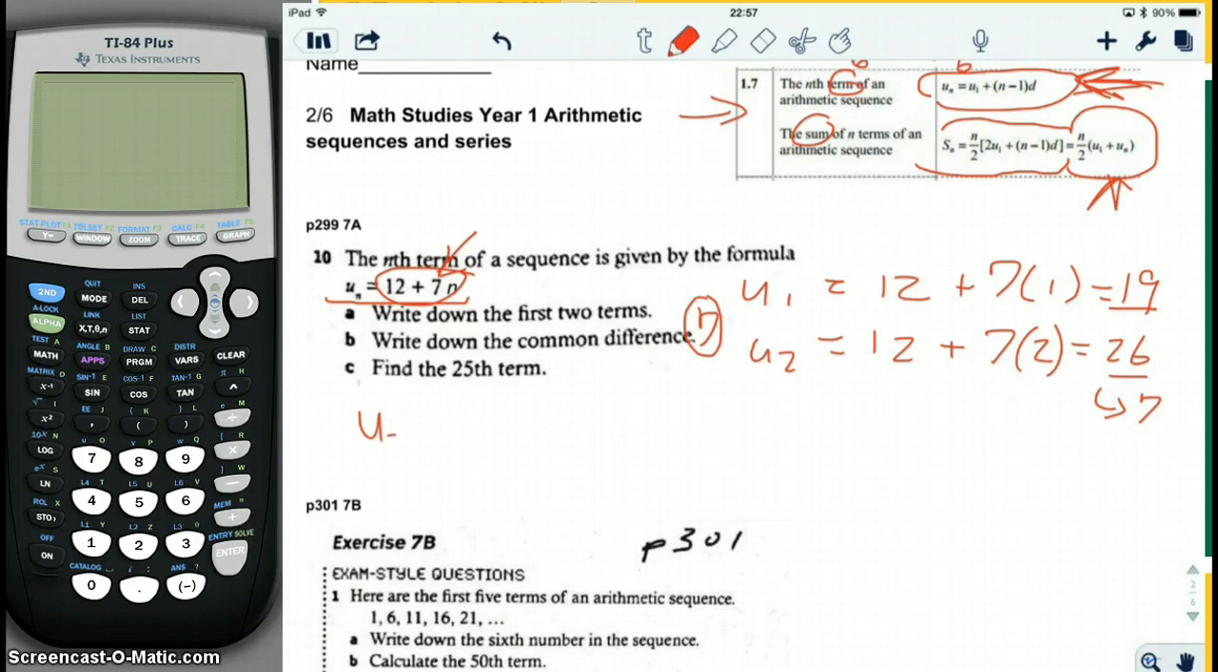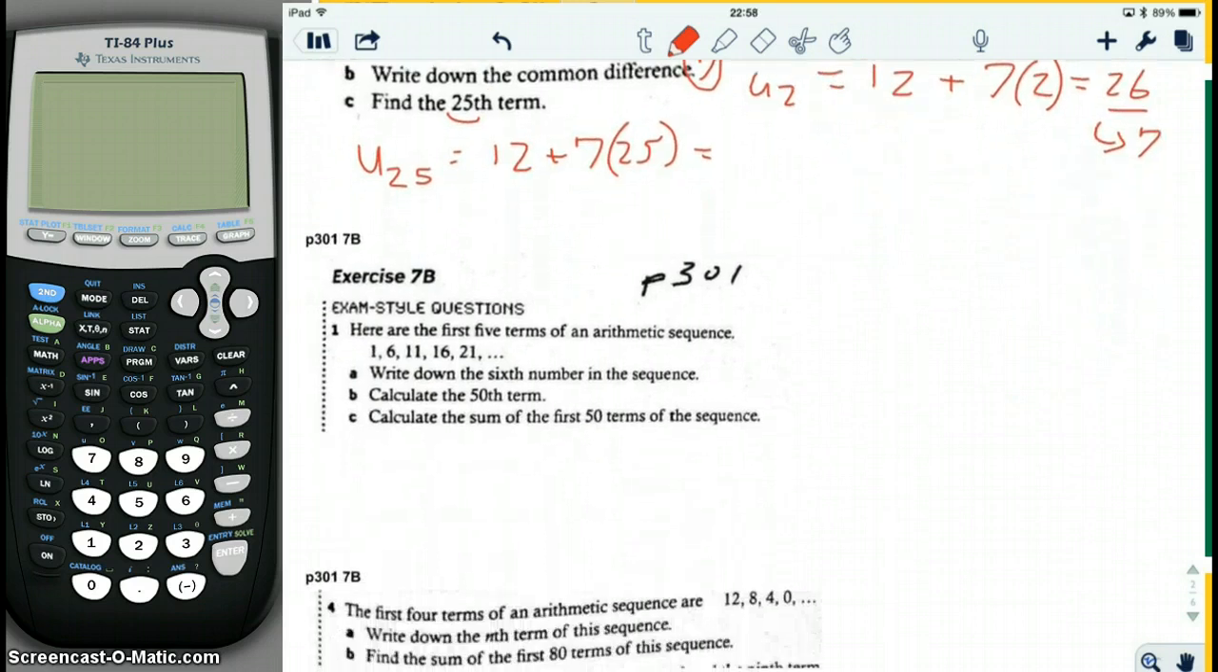Find the 25th term. The 25th term you would find with u25 is equal to 12 plus 7, and what's n? 25. So that is how you do number 10.